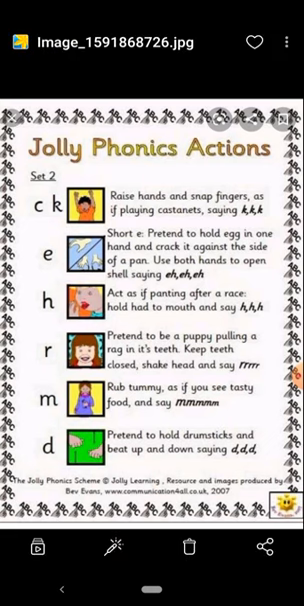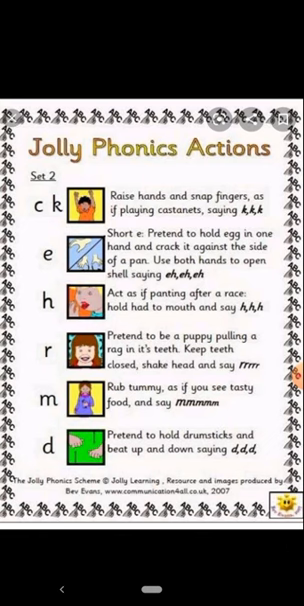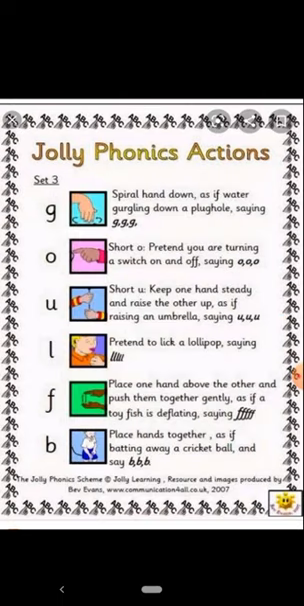Okay, the next sound, we have d, d, d, d. You can see the hands. Pretend to hold drumsticks and beat up and down saying d, d, d, like you're drumming. Like you're pretending to drum. Okay, that is set 2. We'll move on speedily to set 3.